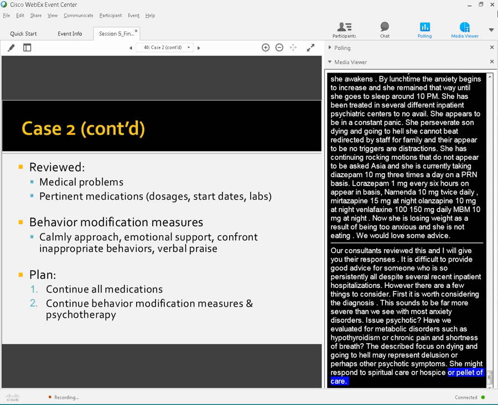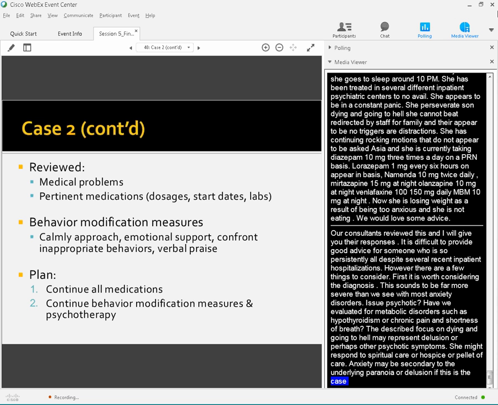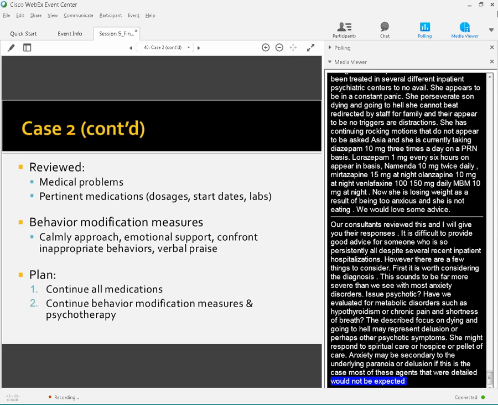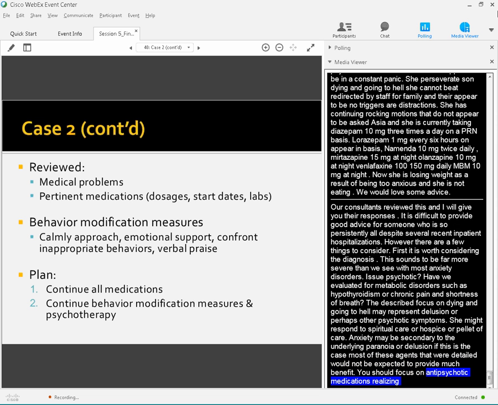If this is the case, the use of most of these agents that were detailed would not be expected to provide much benefit, and attention should focus on antipsychotic medications, realizing that a higher dose of olanzapine, if her hepatic and renal function permit, or transition to another agent may be needed.